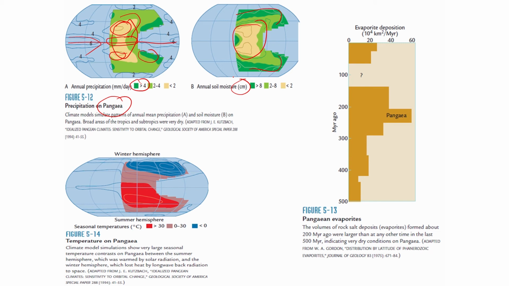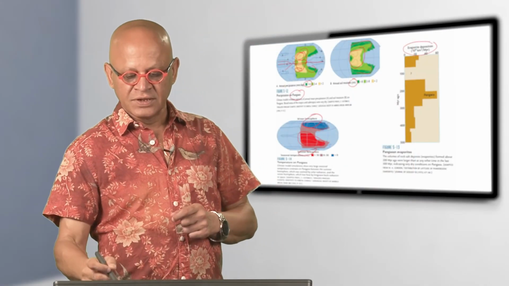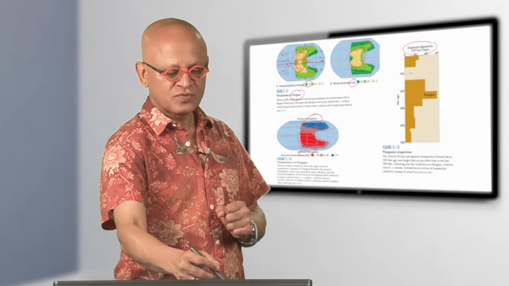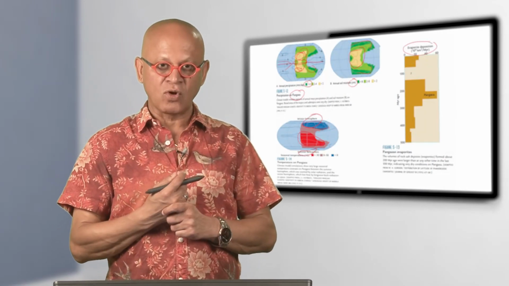So the temperatures obviously are also, this is the winter hemisphere here, and this is the summer hemisphere. You can see that the winter hemisphere has cold temperatures less than 0 degrees centigrade. Much of the summer hemisphere is very, very warm. Okay. How do we know these things? How do we know whether these models are right or wrong?